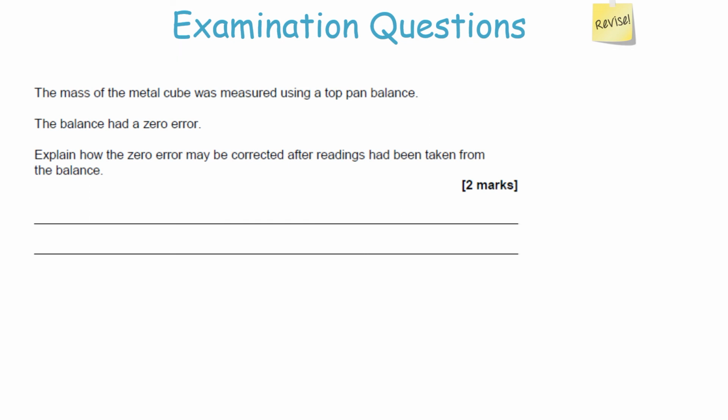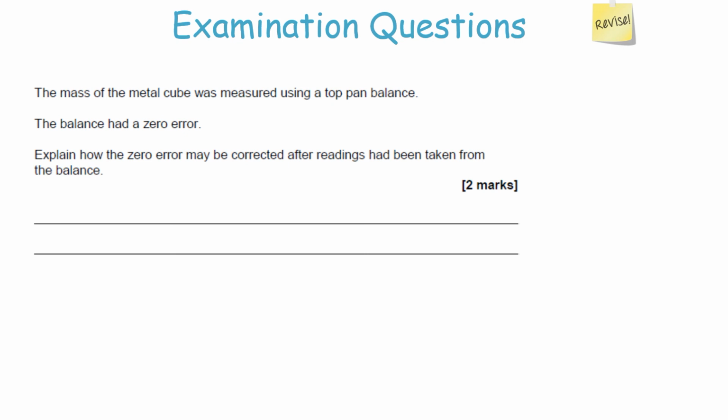Well, we've talked about zero errors before, but in this question it's paramount that you actually read the information given, because it's been said that the readings have already been taken. So we did mention previously about resetting the measuring device to correct a zero error, but you can't do that here because the values have already been taken.